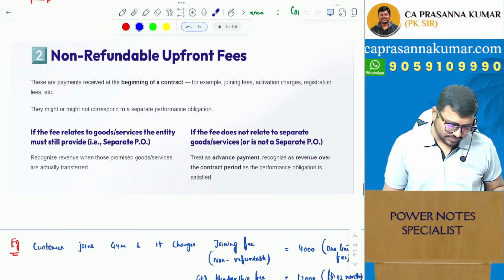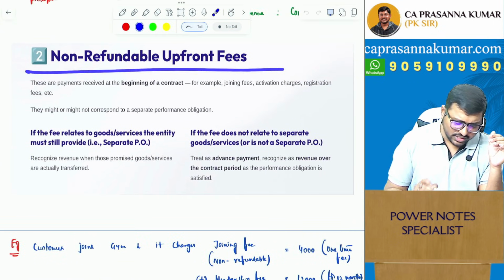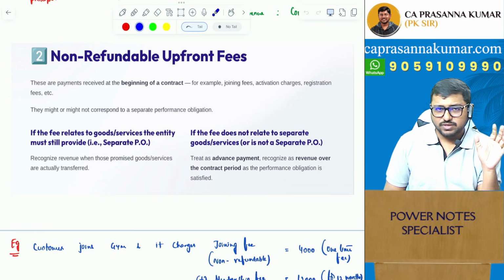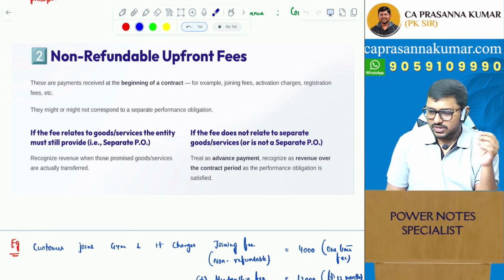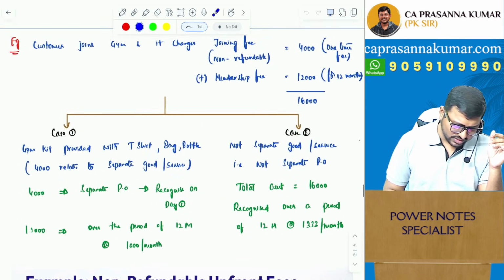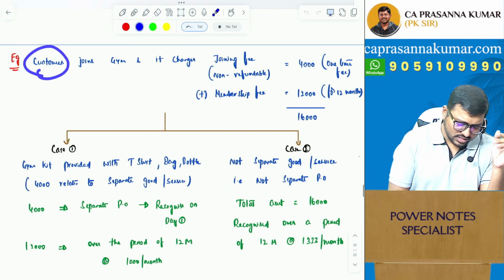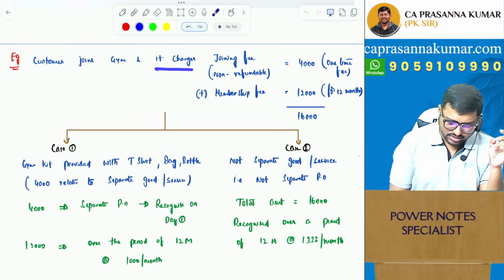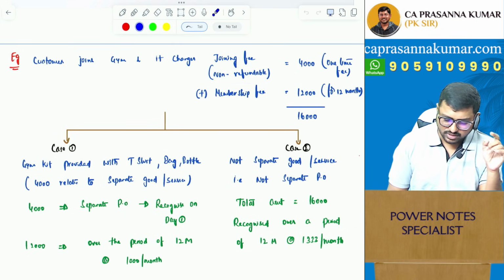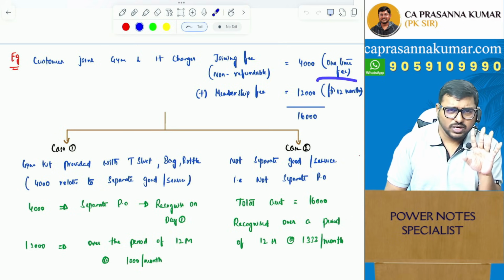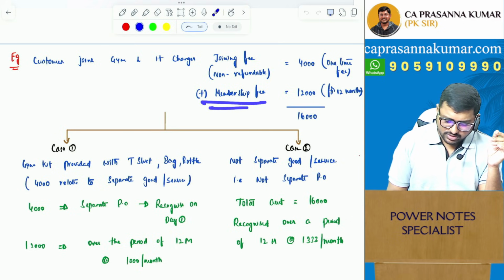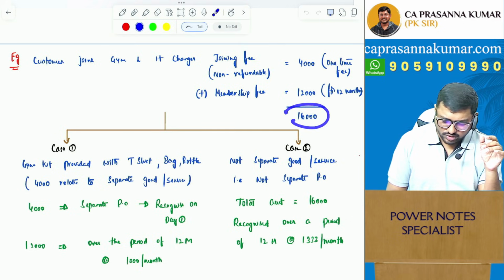Moving on. The next concept is non-refundable upfront fee. It's again another special case scenario. So what is this? Let's try to understand with this example. See here. Suppose a customer joins a gym and it charges a joining fee, which is non-refundable. How much? 4,000. It's a kind of one-time fee. Plus the membership fee is 12,000 for 12 months. Total you have to pay 16,000.